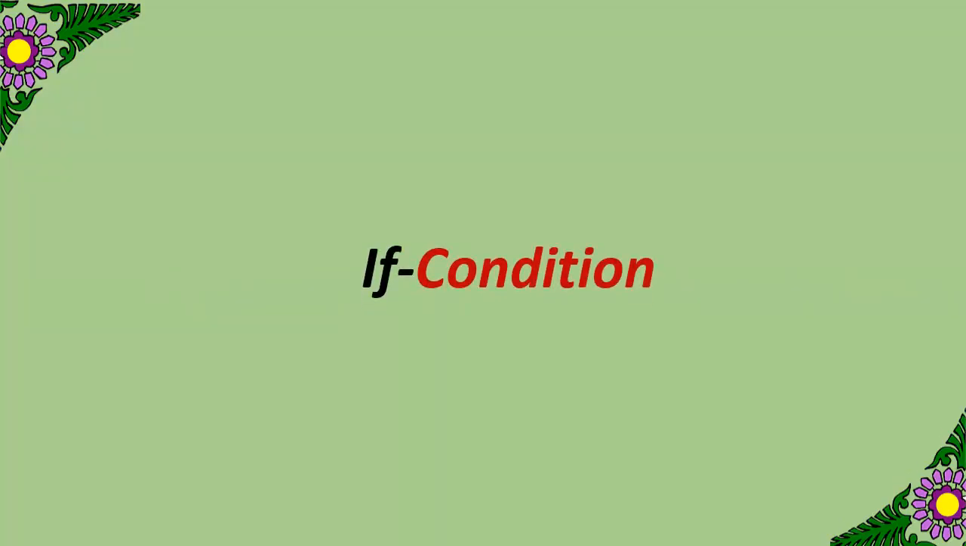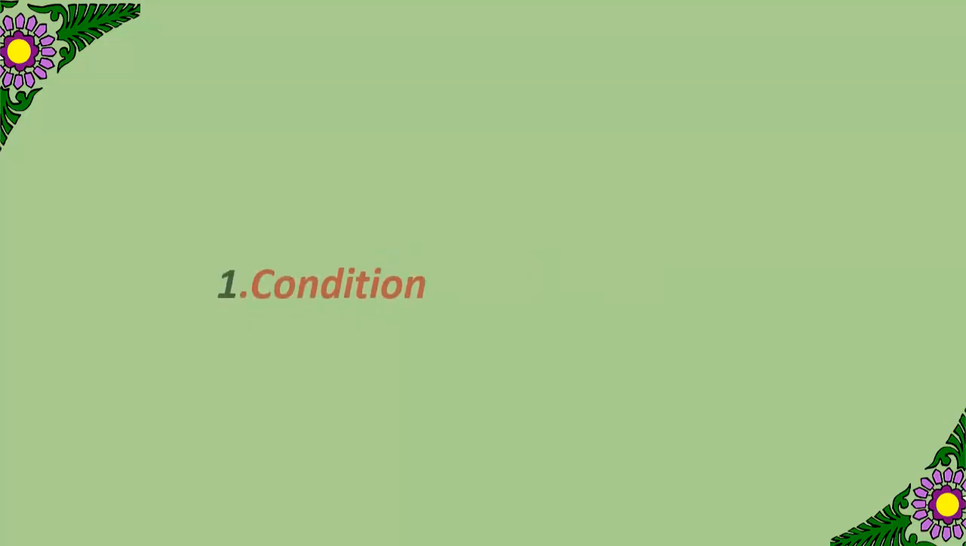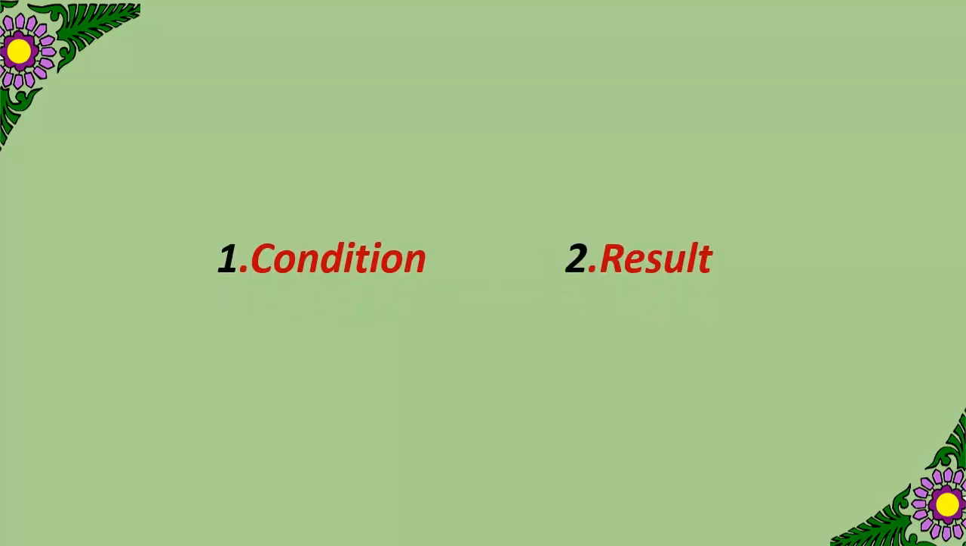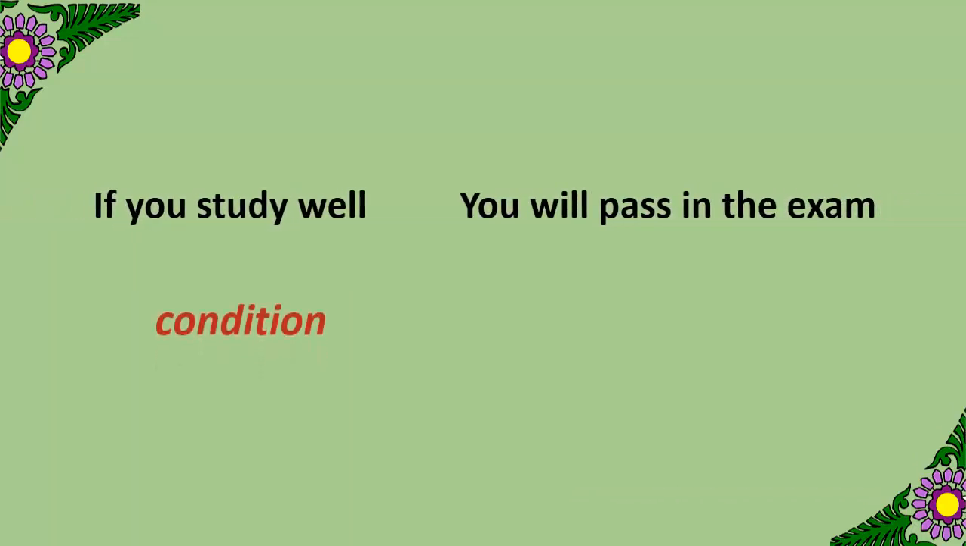A conditional sentence has two parts: a condition or situation, and a result or consequence. The first part of the sentence has a condition: if you study well. The second part of the sentence has a result: you will pass in the exam.